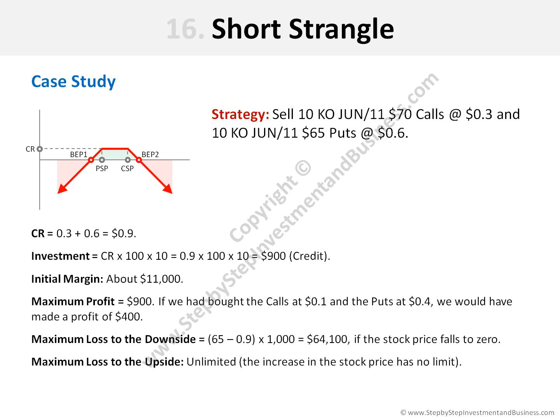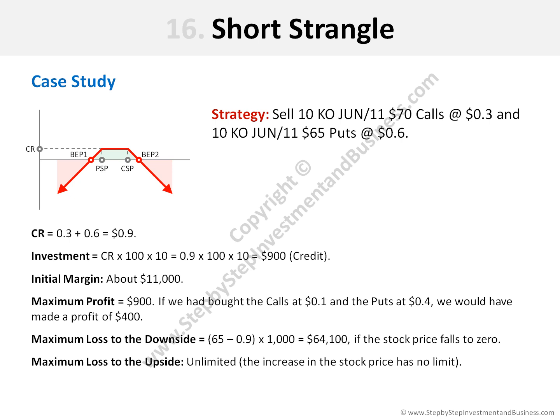Therefore, our investment is equal to 0.9 multiplied by 100, which is the cost of the strategy per contract, multiplied by 10, which is the number of contracts. That's a total of $900. This money is credited to our account. The initial margin depends on the broker. In this case, it would have been about $11,000. The maximum profit we can make is equal to $900, that is, the entire premium received for the options. If we had bought the calls at 10 cents and the puts at 40 cents, we would have made a profit of $400.